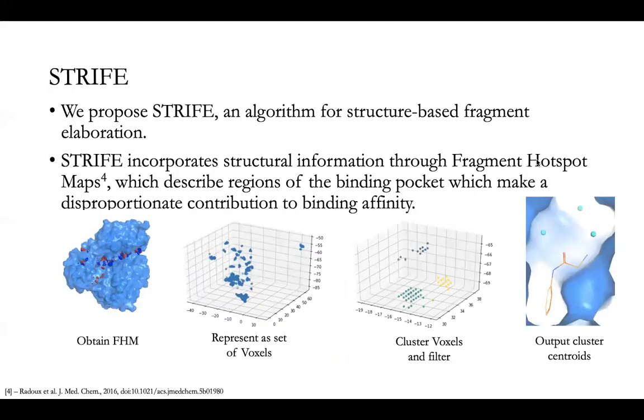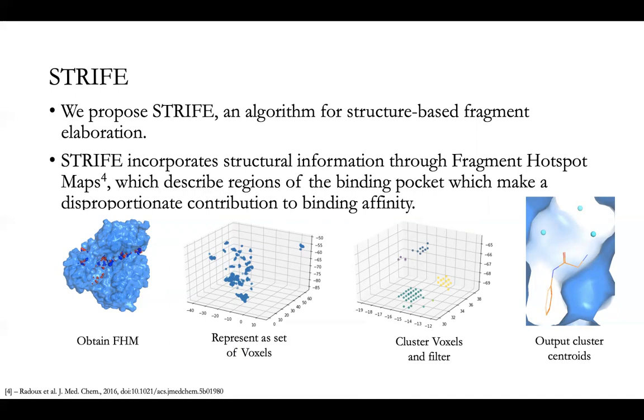And that brings us around to the method we're proposing, STRIFE, which stands for Structurally Informed Fragment Elaboration. It incorporates structural information explicitly through the use of fragment hotspot maps, which describe regions of the binding pocket which make a disproportionate contribution to binding affinity. In terms of fragment elaboration, we'd like to make elaborations which place matching pharmacophores within hotspot regions.